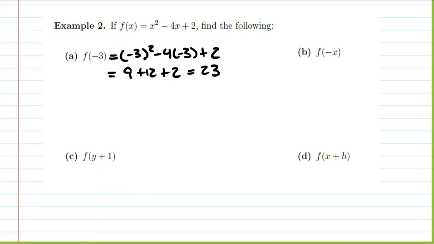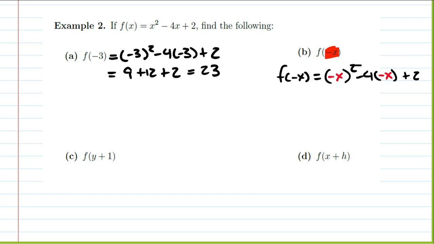All right, part B says we want to evaluate f of -x. Well, this is telling us everywhere we see an x in f, we are going to replace it with a -x. So we are going to have (-x) squared minus 4 times (-x) plus 2.